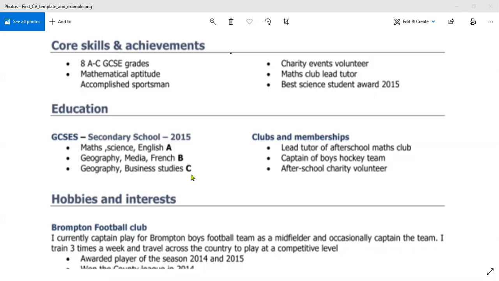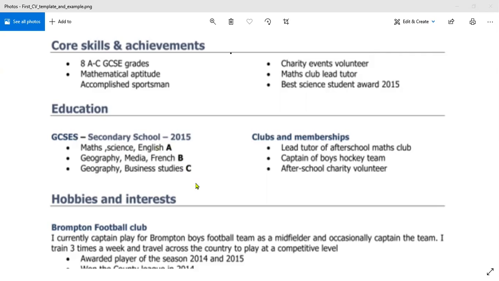And then education is very important. Or you can write education first if you don't know your core skills, or if you don't have achievements, you can write it later, in the later part, remember. So you have to attract the reader, right? So you have to mention the good things first. So if you have very good grades, see, education, he did secondary school and he got A's, A and B.